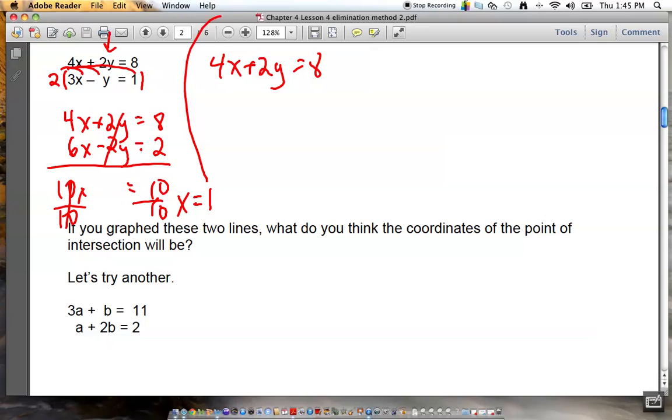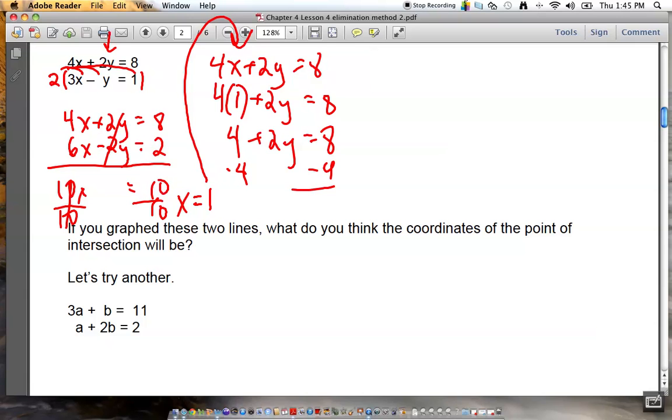Now we said x is 1, so I'm going to put it in. 4 times 1 plus 2y is 8. What's 4 times 1? 4. So 4 plus 2y is 8 minus the 4. 2y is 4. Divide by 2. y is 2. So x is 1 and y is 2. Okay? Questions? Preguntas.